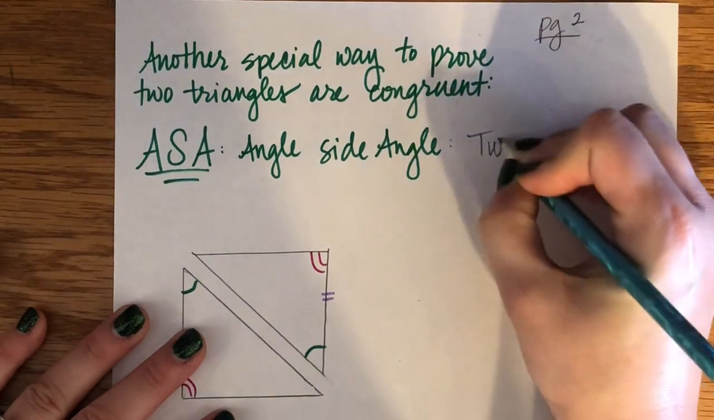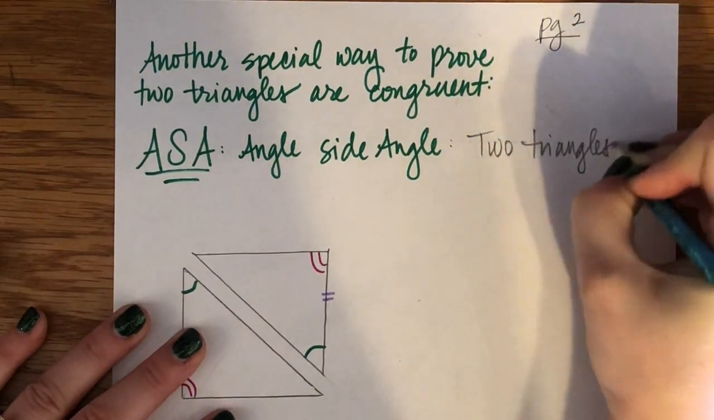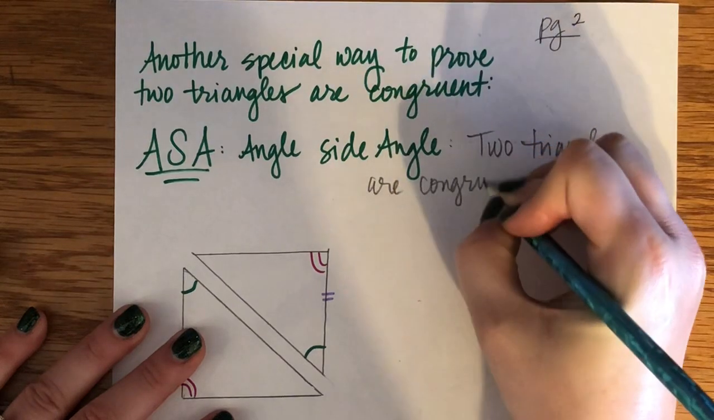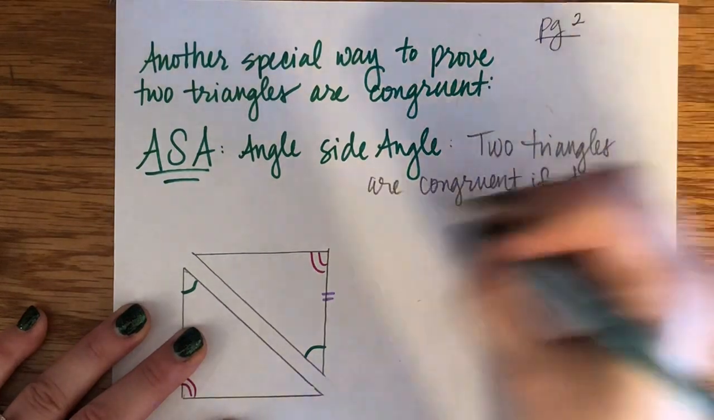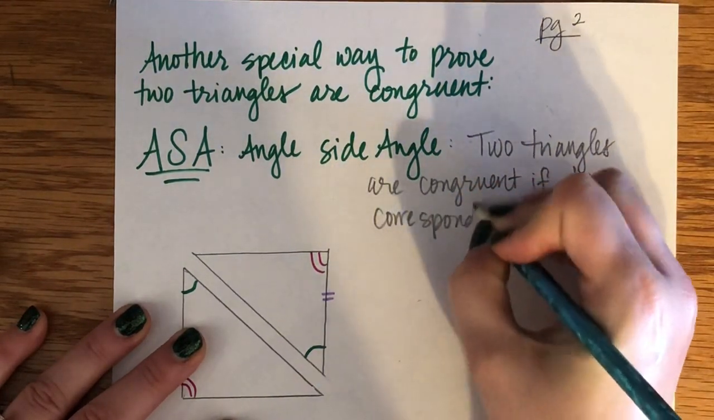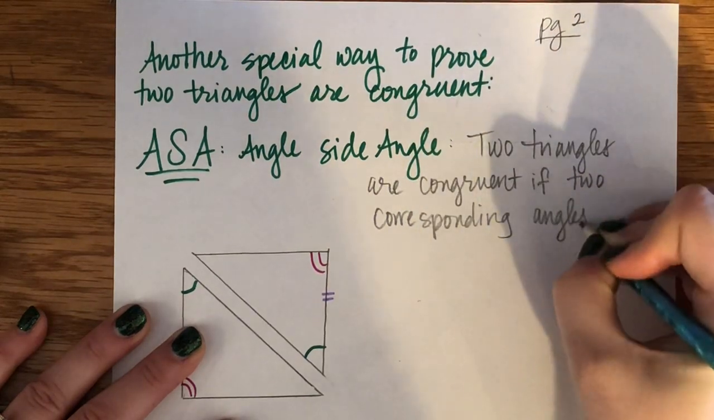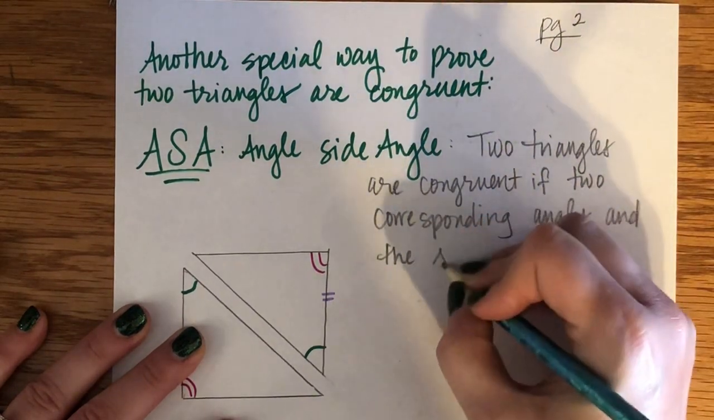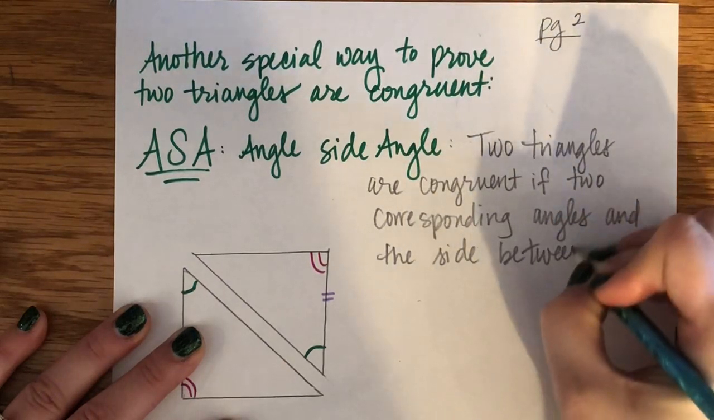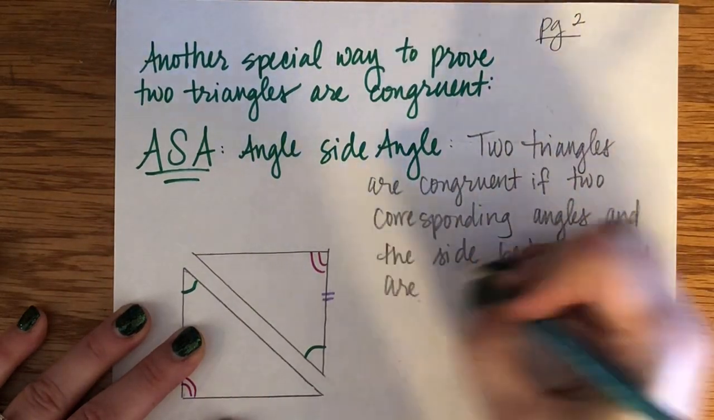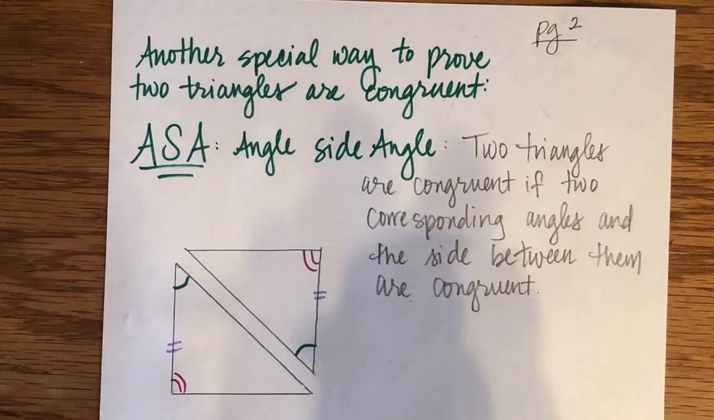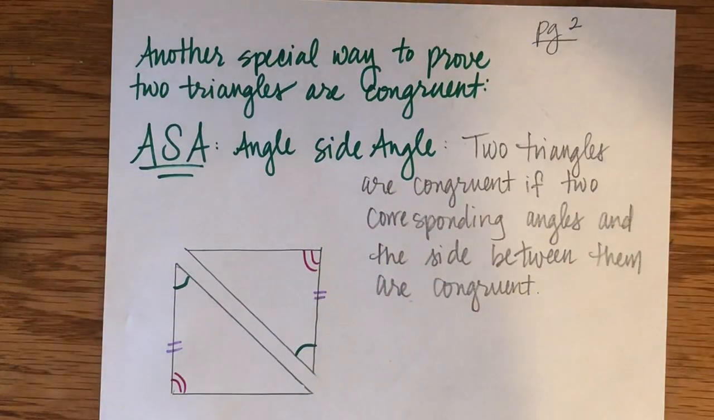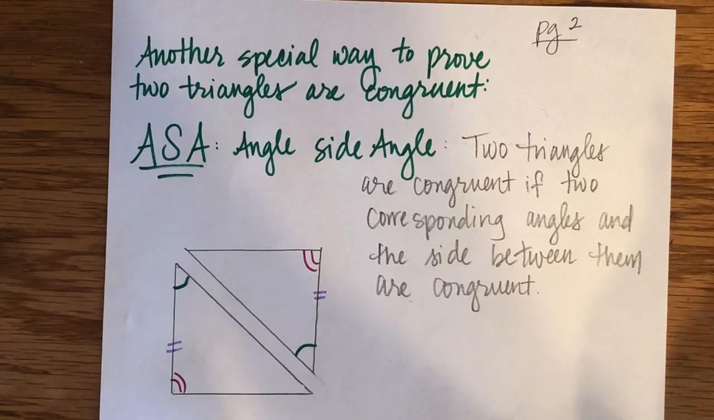So we can say 2 triangles are congruent if 2 corresponding angles and the side between them are congruent. So again, this is the same exact idea as the last one, but what we're looking at is two angles and a side. So let's read that again. Two triangles are congruent if two corresponding angles and the side between them are congruent.